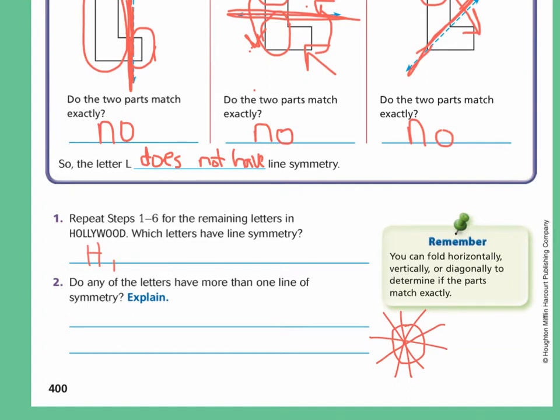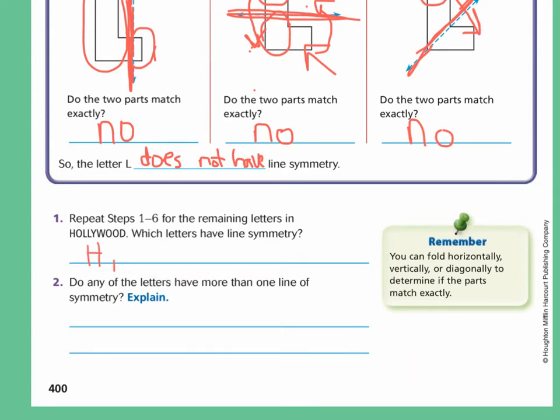A bad example, though, would be if you have your O and go like that. That wouldn't work. It has to go directly through the center of the O. But O would have an infinite number of lines of symmetry. And then, well, that was terrible where I put that. Let's look at, we've already proven L not to.